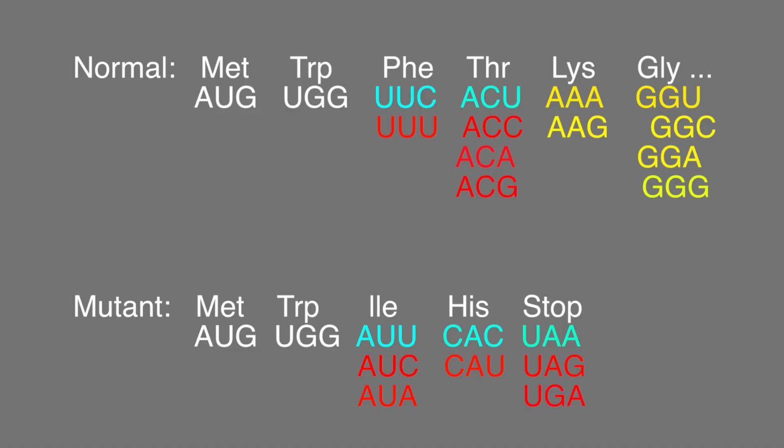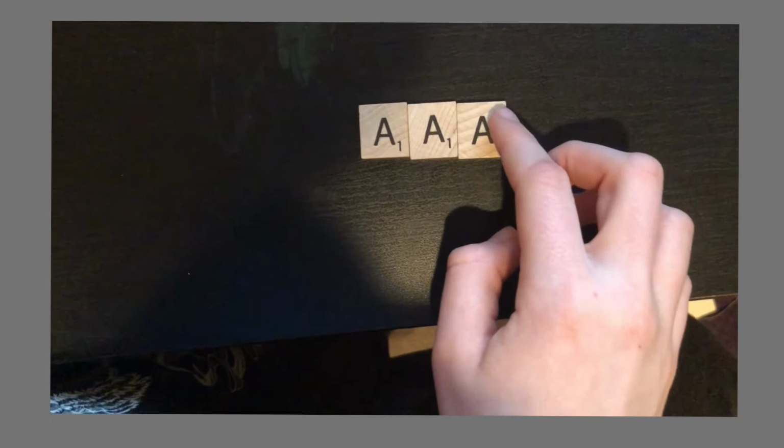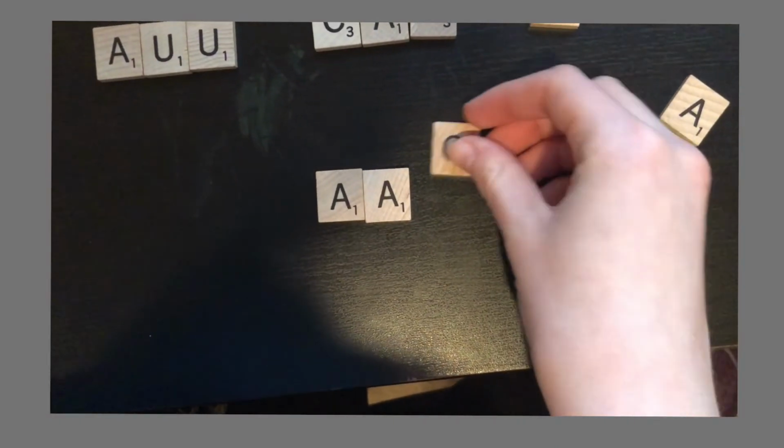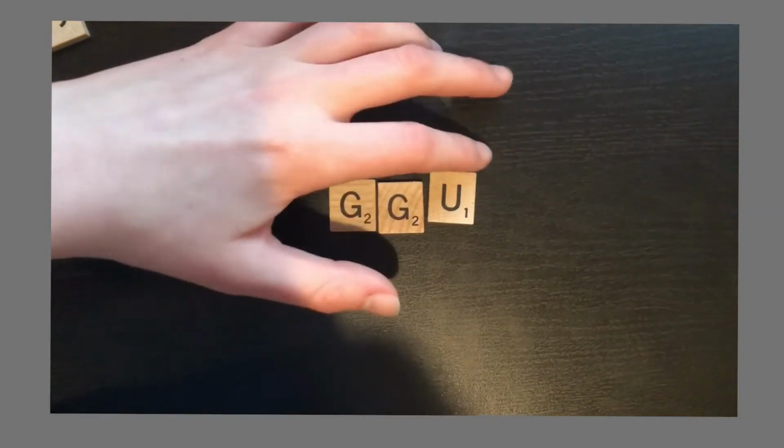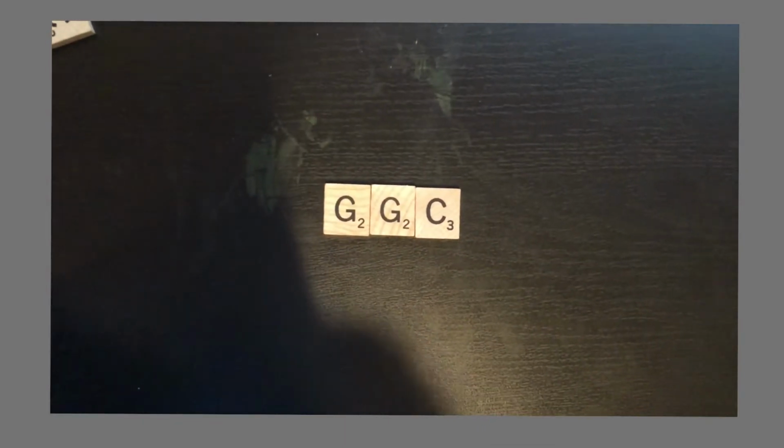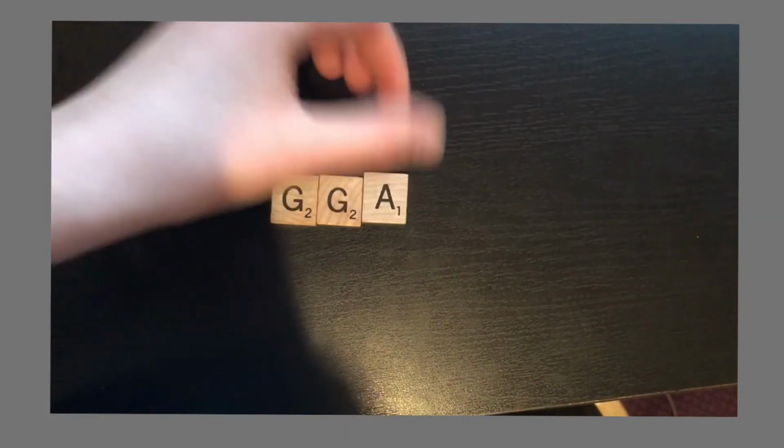When looking at the codons for lysine and glycine for the normal strand, since the mutant strand was truncated by the stop codon, we have no means to determine which codon it could be, AAA or AAG. For glycine, it could be GGU, GGC, GGA, or GGG.